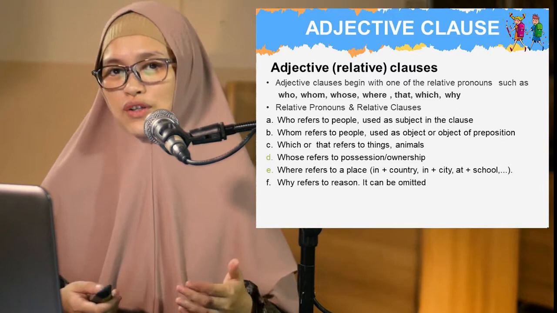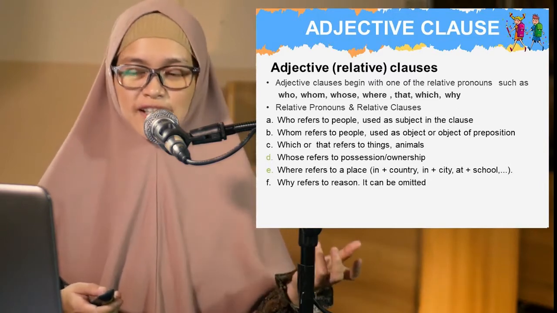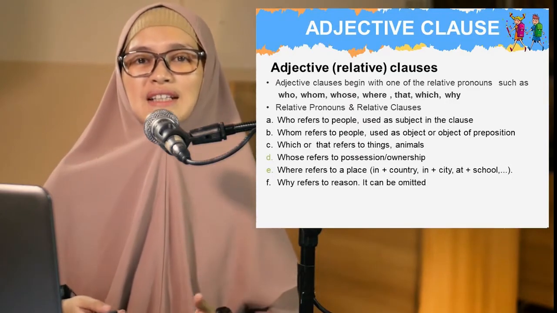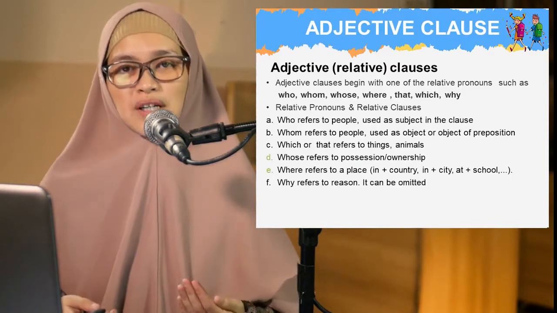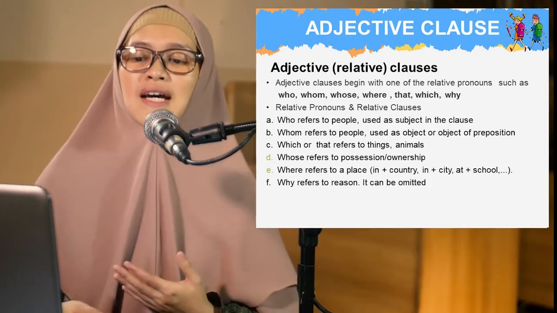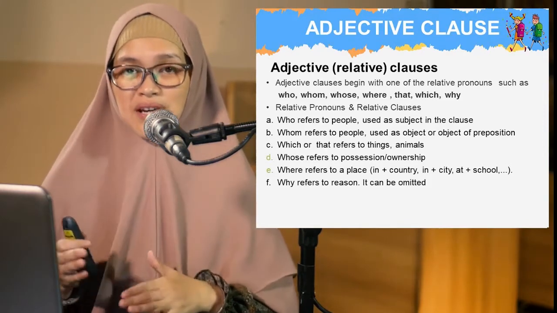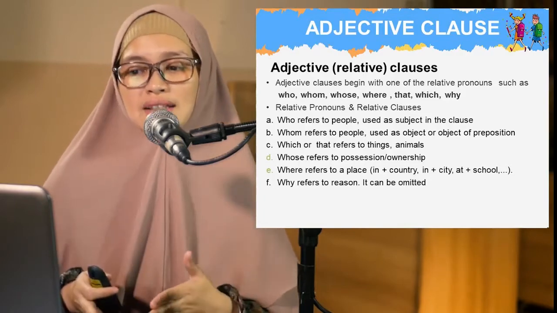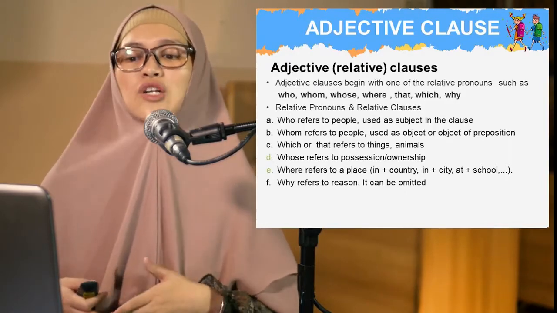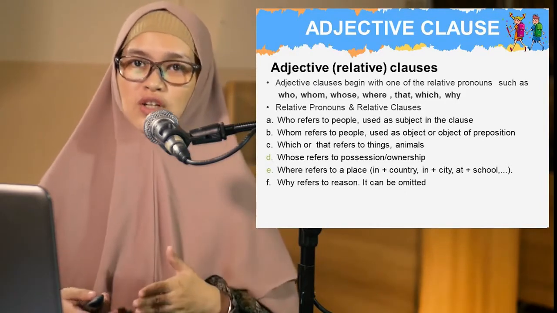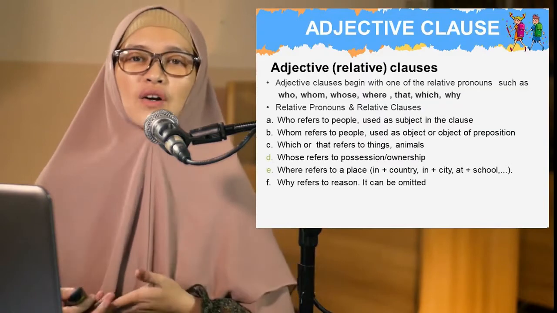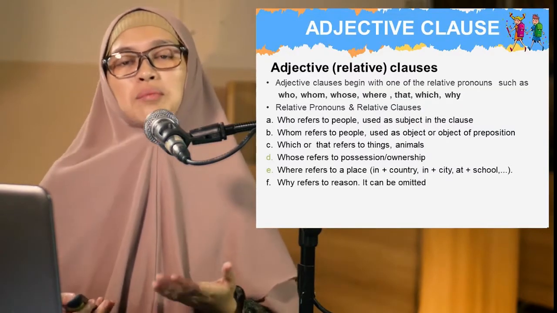The adjective clause has relative pronouns, or the first word we mentioned earlier. "Who" refers to people, used as a subject in the clause. "Whom" refers to people, used as an object or object of a preposition. "Which", or sometimes we can replace "which" with "that", refers to things or animals, non-human nouns. And "whose" refers to possession or ownership. It belongs to someone or something. And "where" refers to a place.